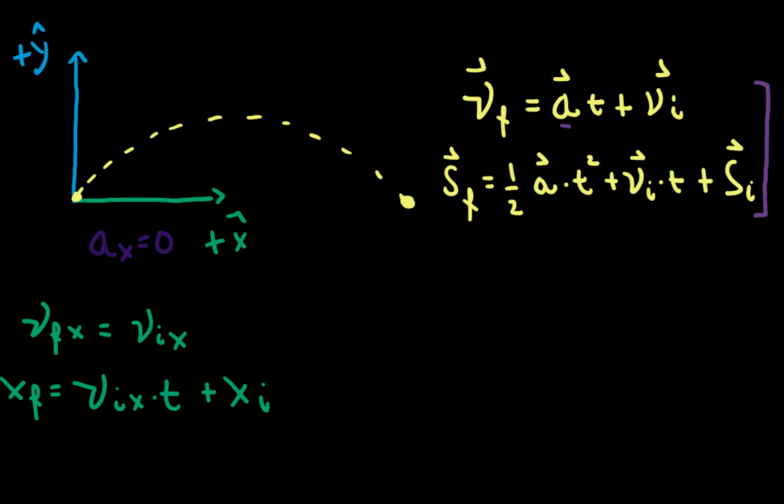So let's treat the y direction. Now the y direction has the acceleration here. The acceleration in the y equals minus g, meaning the acceleration in the y direction always points down, and it's always 10 meters per second squared. So the velocity final in the y equals minus g times t plus the velocity initial in the y.